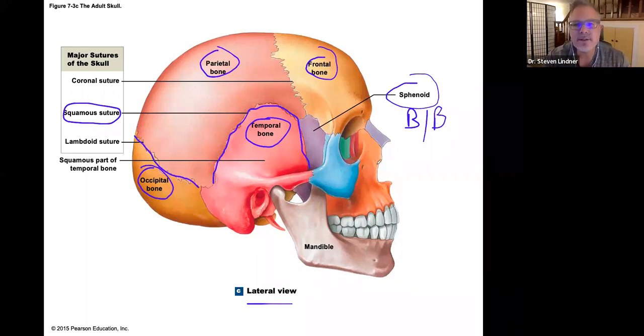What else do we see here? Just to lay down some foundational stuff, here's the lower jaw, that's known as the mandible. And the upper jaw here is the maxillary, or the maxilla. Okay, maxilla is the top bone, mandible is the lower bone.